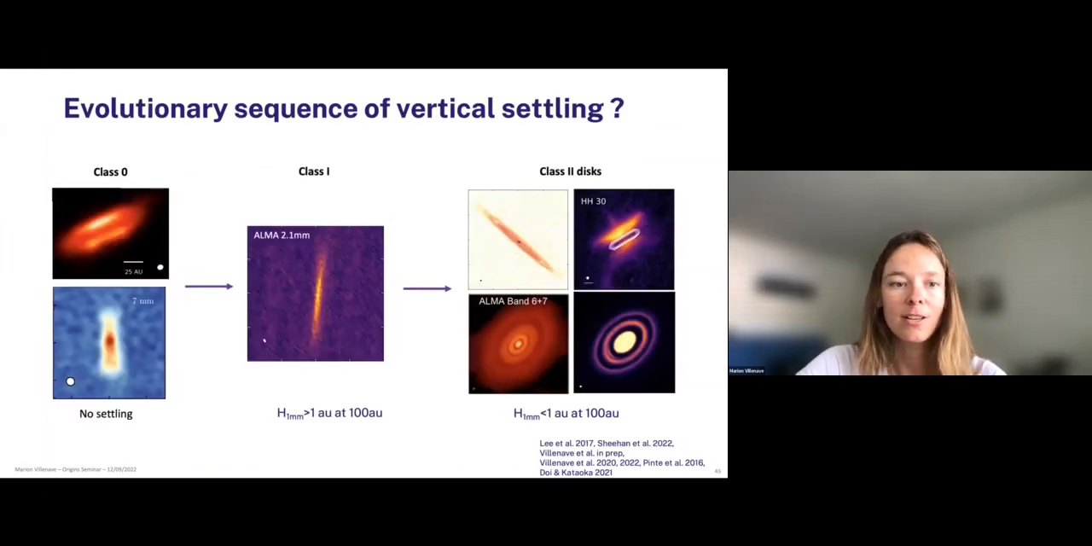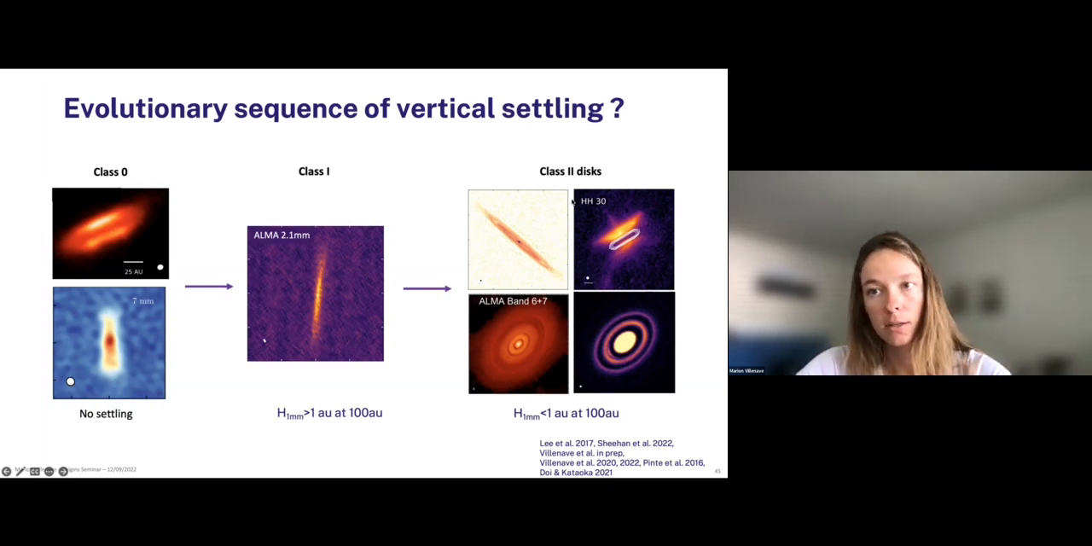And here I made this very simplified plot summarizing the results. So here on the left, you have two class 0 systems for which the authors mentioned that there is no settling at all. Our new results on IRAS 04302 suggest that the disk is at least more extended than 1 AU at 100 AU. And then many results in class 2 disks tend to say that the disk must be less than 1 AU at 100 AU. So probably this class 1 system is intermediate between the class 0 and class 2, and so it can help to understand the timescale for vertical settling.